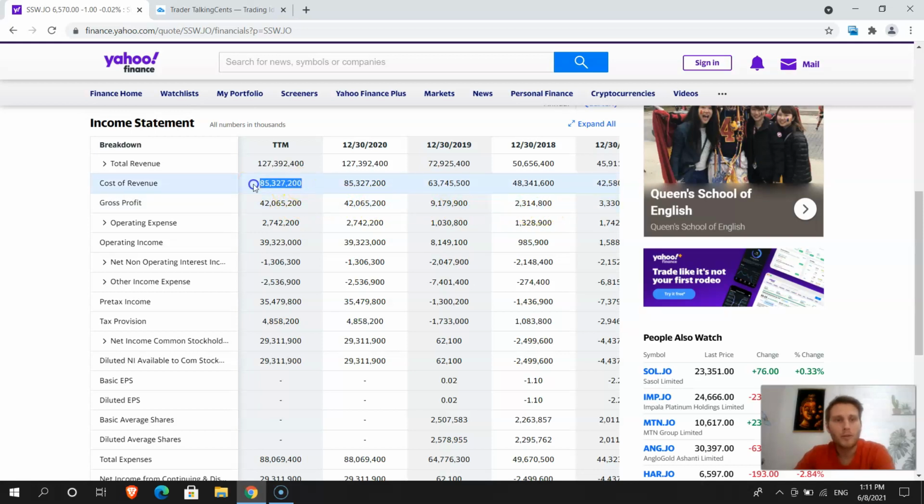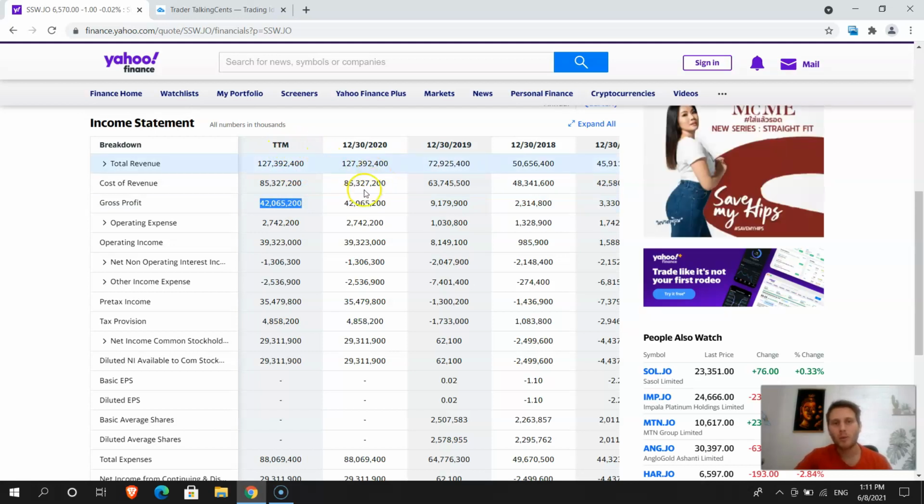So cost of revenue is how much it costs to get their product to market, or their service, all the costs that are involved, and you deduct that from the total revenue, which leaves you with a gross profit of 42 billion. So you can see in the trailing 12 months, 2020, Sibanye made 42 billion in gross profit. Now that's not net profit because they still need to pay taxes and certain other operating expenses on top of that.